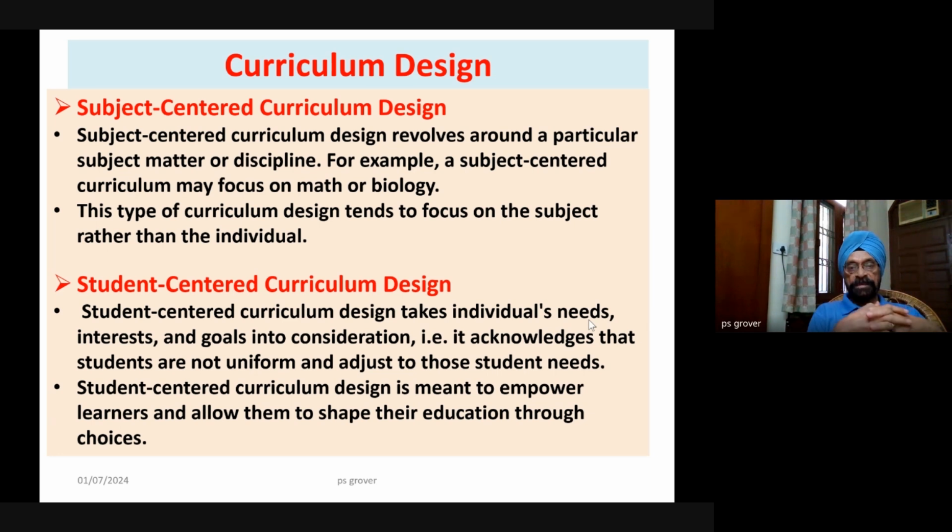This type of curriculum design tends to focus on the subject rather than the individual. Say, in mathematics, we focus on the mathematics.